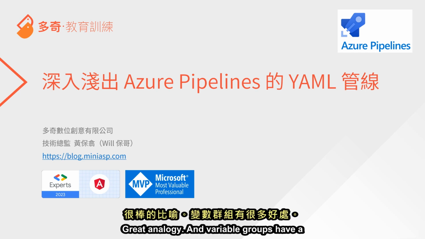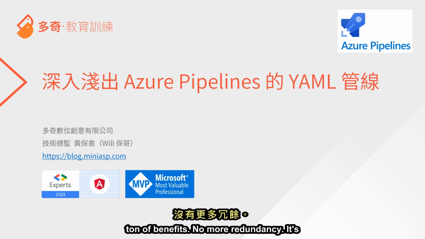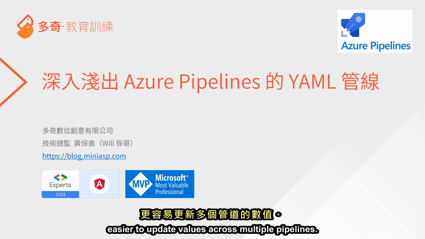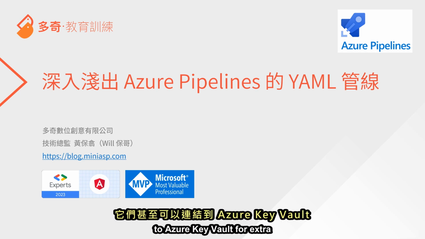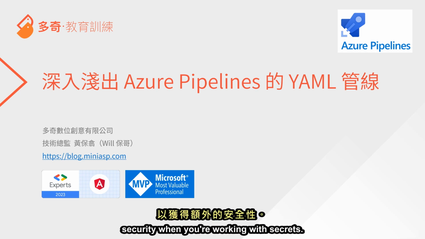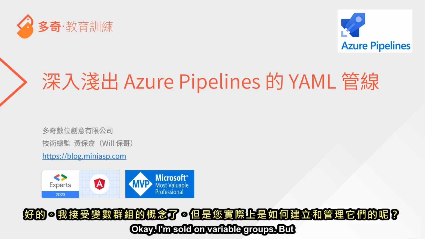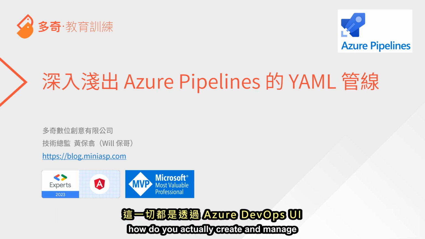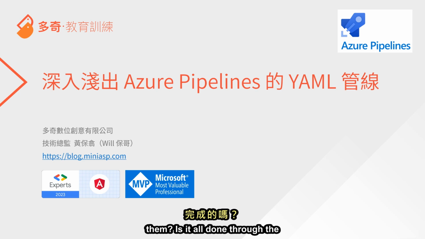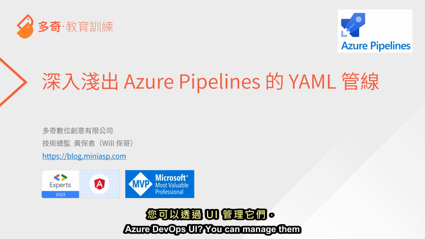Great analogy. And variable groups have a ton of benefits. No more redundancy, it's easier to update values across multiple pipelines, and they can even be linked to Azure Key Vault for extra security when you're working with secrets. Okay, I'm sold on variable groups. But how do you actually create and manage them? Is it all done through the Azure DevOps UI?